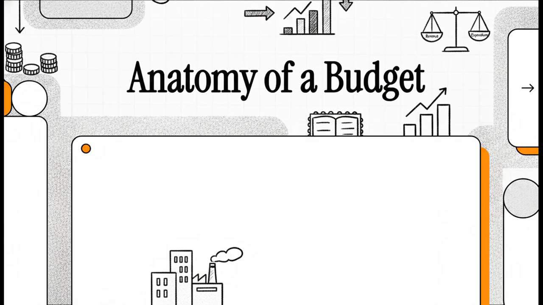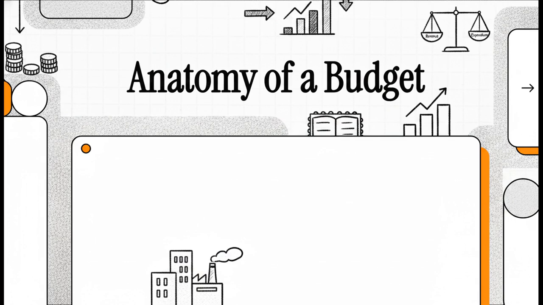Today, we're jumping straight into Chapter 5 to completely demystify the anatomy of the government budget. We're going to figure out exactly how a government manages its money. If you've ever wondered how those abstract numbers in a massive national ledger actually shape the roads you drive on or the taxes you pay, well, you are absolutely in the right place.